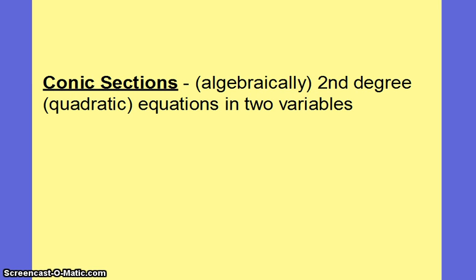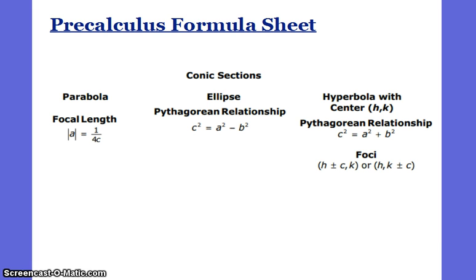Algebraically, conic sections are second-degree or quadratic equations in two variables. That means the x variables are squared and the y variables are also squared. This is part of the formula sheet that you will see on your North Carolina final exam in June. This is only the portion that deals with conic sections, and you can see there is information regarding a parabola, an ellipse, and a hyperbola. There is no information on circles on your formula sheet.